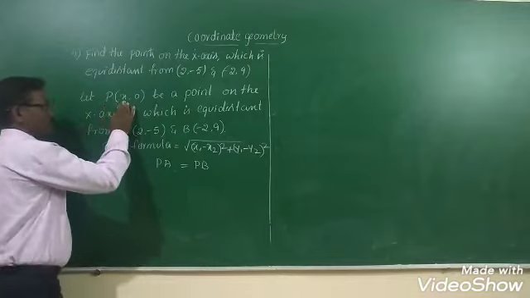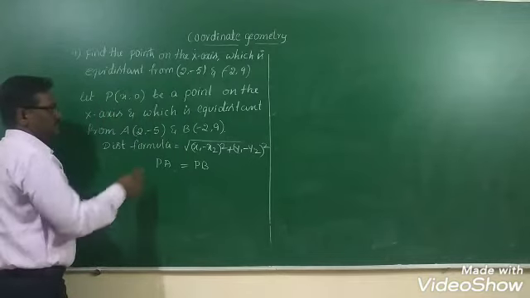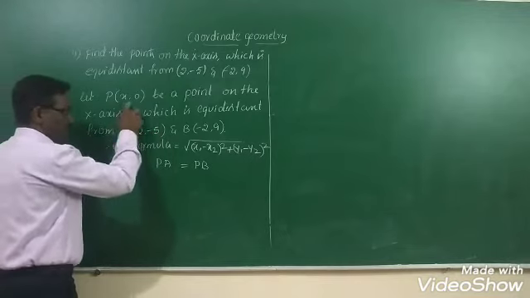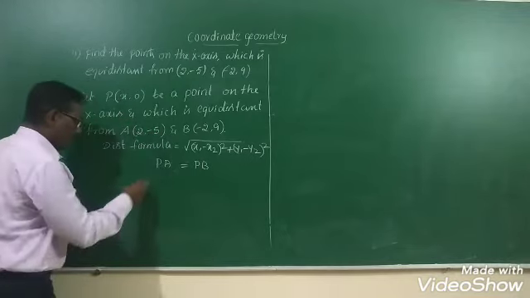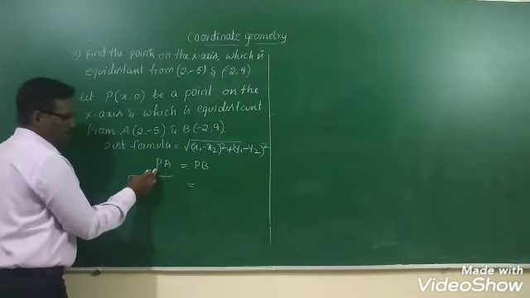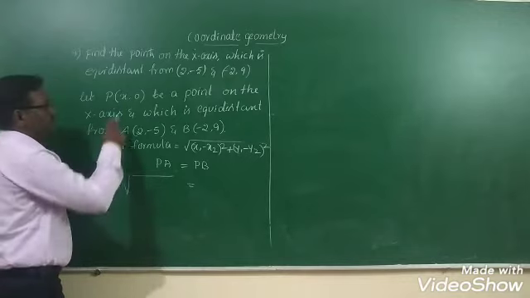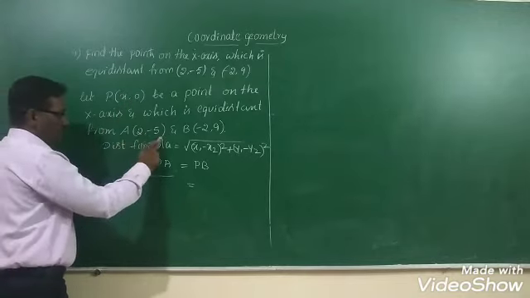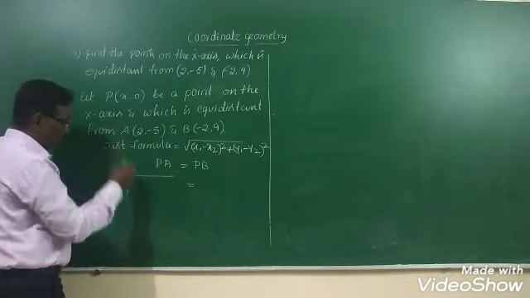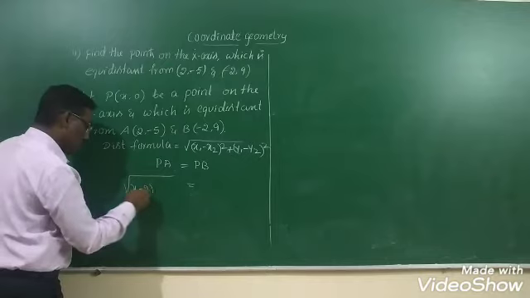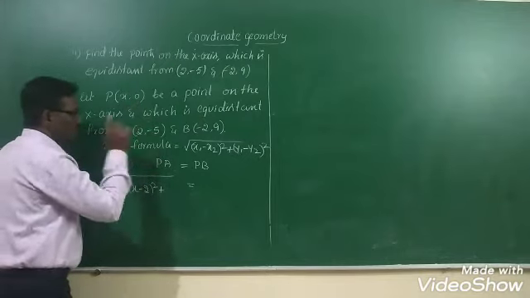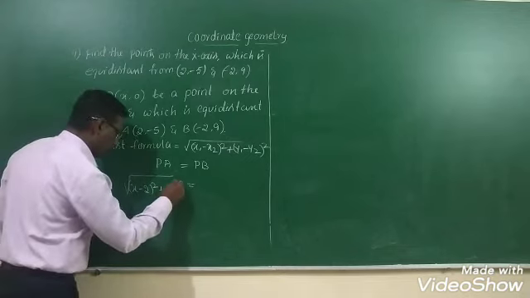Very clear: there is a point on the x-axis that is equidistant from A and B. P to A and P to B are both equal. So PA: P is the first point, A the second point, (x1, y1), (x2, y2). According to this formula, (x minus 2) whole square plus (0 minus of minus 5), that is 5 square.